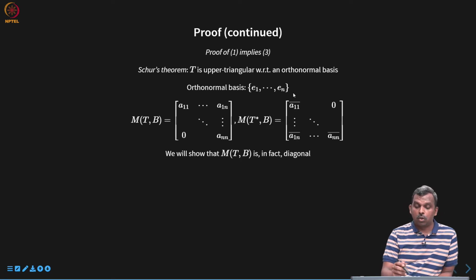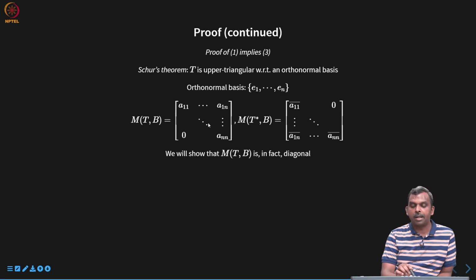So far we have not used the property that T is normal, right? So this is true for any operator T. When you use the property that T is normal, you can show that this matrix itself is diagonal. With respect to this orthonormal basis itself, the orthonormal basis which makes any operator upper triangular makes a normal operator diagonal, not just upper triangular.